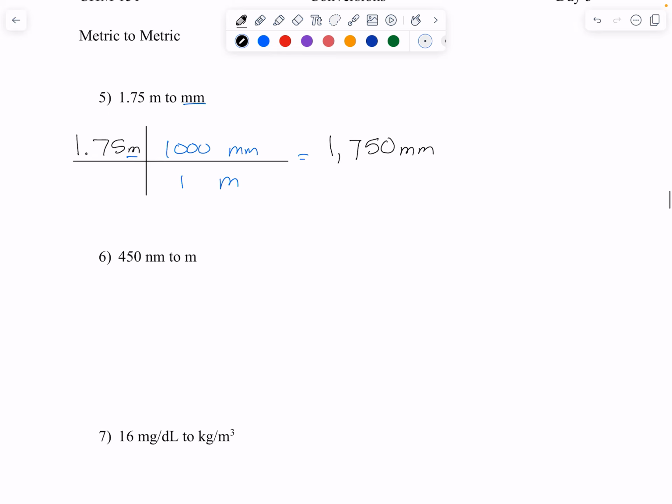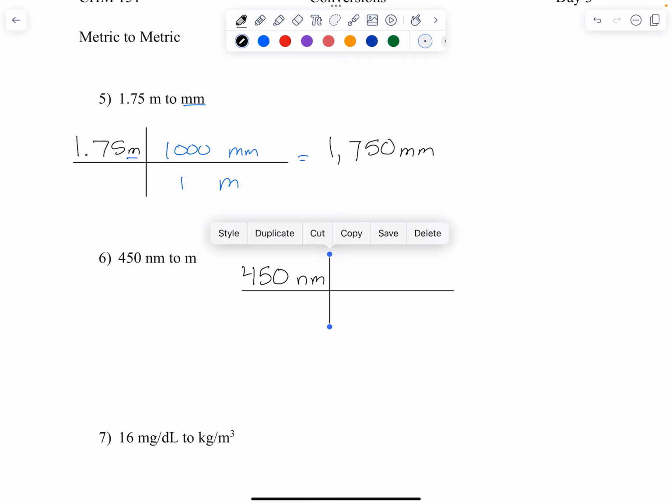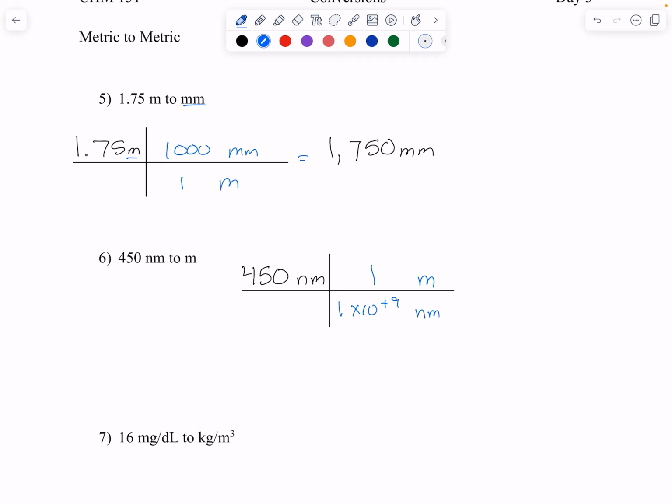Now, number 6, I'm going to do it 2 ways. The first way, if you take 450 nanometers and do the multiplication like this, we know that nanometers go on the bottom, meters at top. A meter is much bigger than a nanometer, right? There is 1 times 10 to the positive 9 nanometers in 1 meter. And that gives us 4.5 times 10 to the negative 7th meters.